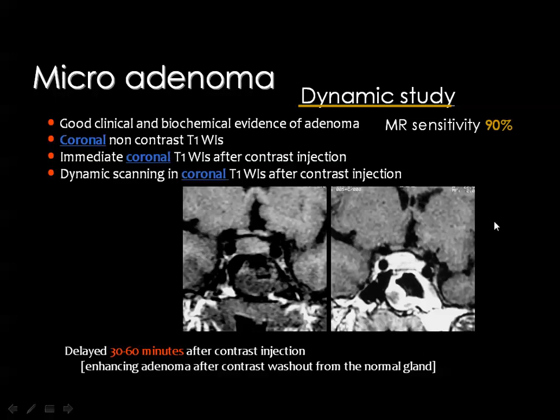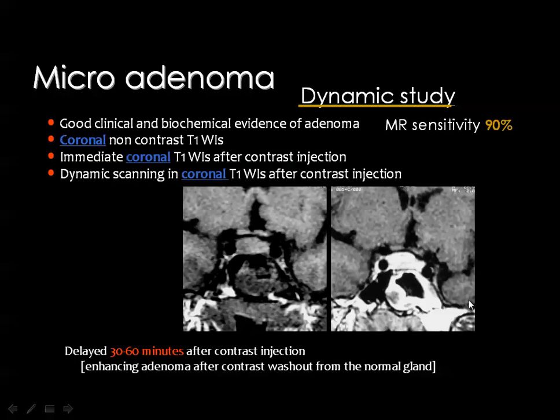greater sensitivity of the dynamic study in MR imaging of the pituitary gland, it is now considered a routine part of the protocol of pituitary imaging. By dynamic study, we mean that we inject the contrast medium, gadolinium, as a bolus, and we scan rapidly the pituitary gland in order to appreciate the difference between the enhancement of the pituitary gland and the enhancement of the pituitary microadenoma. And this is the usual study. And we have the pre-contrast, when you inject contrast, and we have the scan post-contrast.